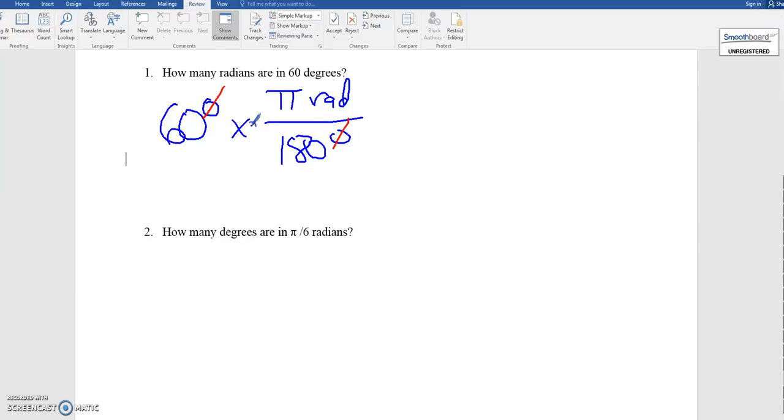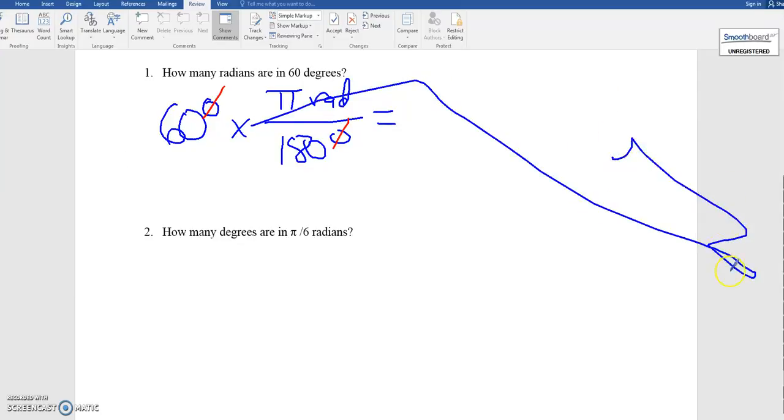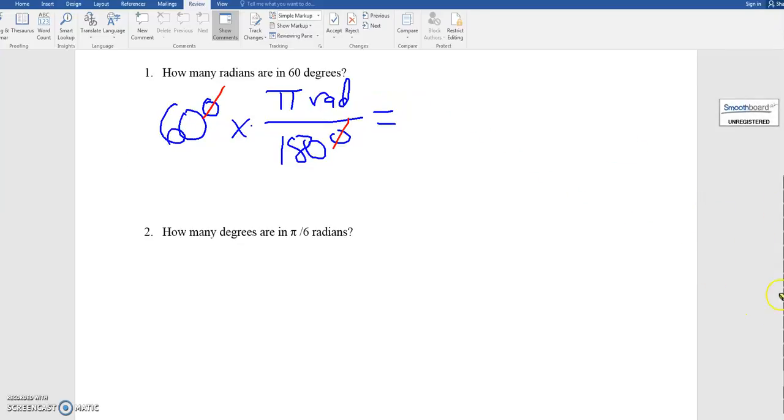Well, 60 over 180 is like 1/3. The 60 over 180 is like 1/3. We still have a pi on top, so in the end this is going to simplify to pi over 3 radians. So 60 degrees and pi over 3 radians are exactly the same thing.